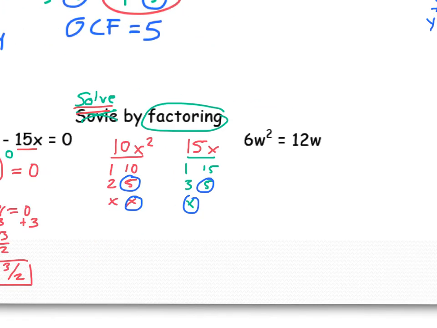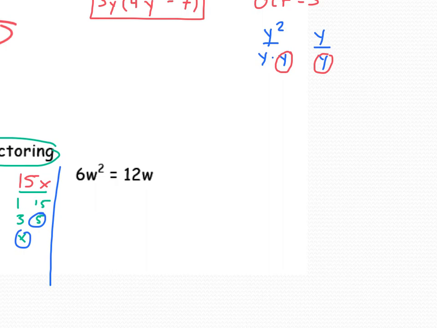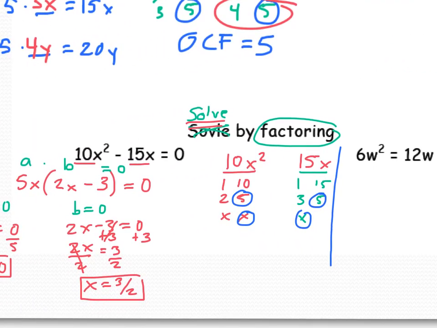So let's take a peek at the second example. Here's what I want you to do. Take a look at this equation. What's different from this one than what we just did? First of all, you notice you have 6w squared equals 12w. So my equal sign is in the middle. Notice in the previous example, it's equal to 0.